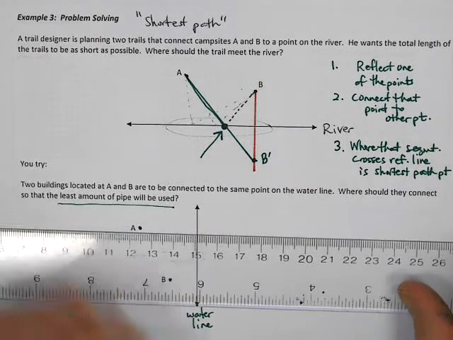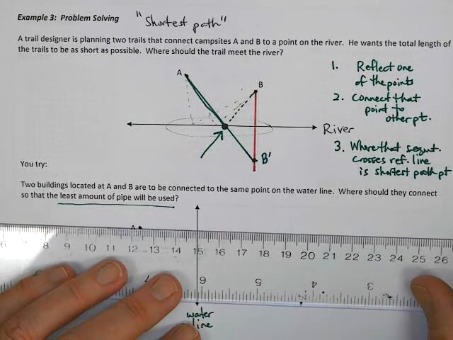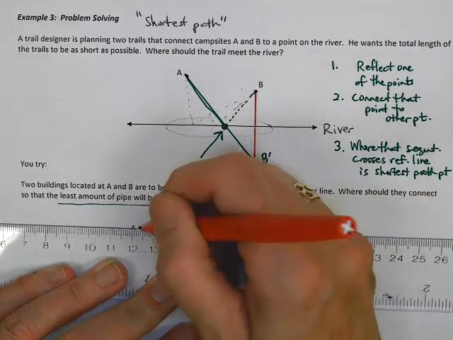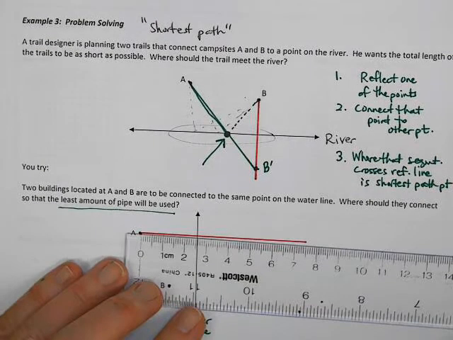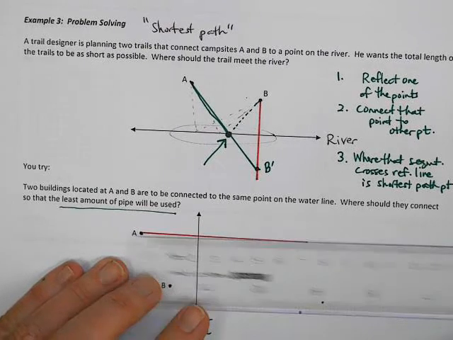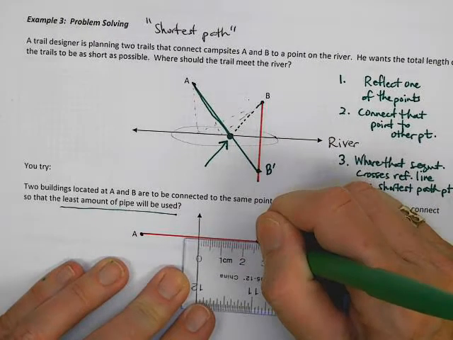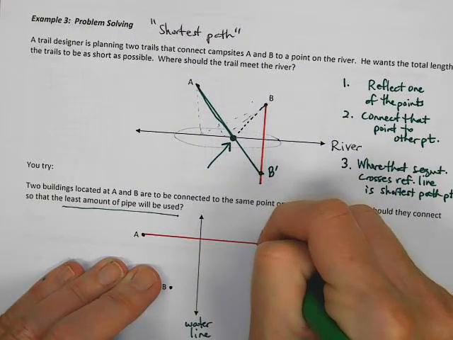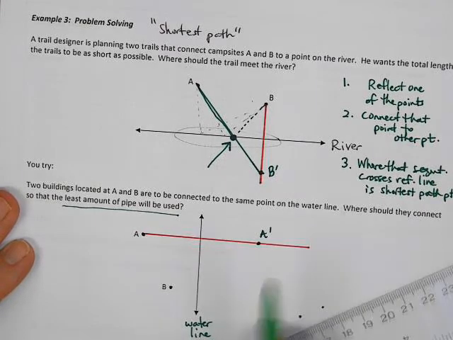I'm going to take A and reflect it, so I need to create a perpendicular line through A to my reflection line. That's step one, right? Perpendicular bisector, so now I have to measure the distances to create the bisector. So if I measure this distance, it looks like about 2.6. So if I measure out 2.6 centimeters, there is my A prime. All right, that was step one. Connect that point to the other point. Well, my other point was B.